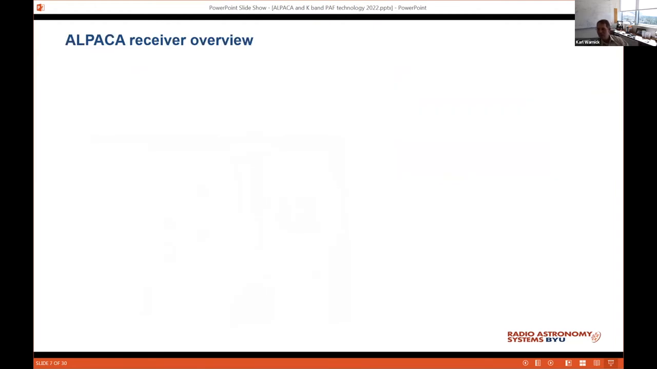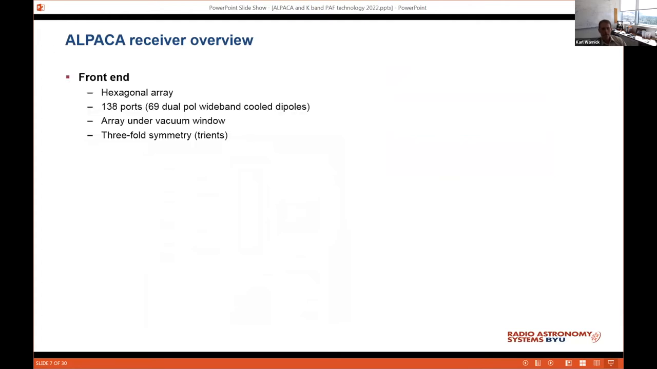Now I'm going to transition from W-band down to L-band and talk a little bit about ALPACA. The front end is a hexagonal array, 69 dual polarization dipoles, all under a vacuum window, as mentioned. One clever innovation from the front end designers was a threefold symmetry to reduce fabrication and design complexity. We call those triants.